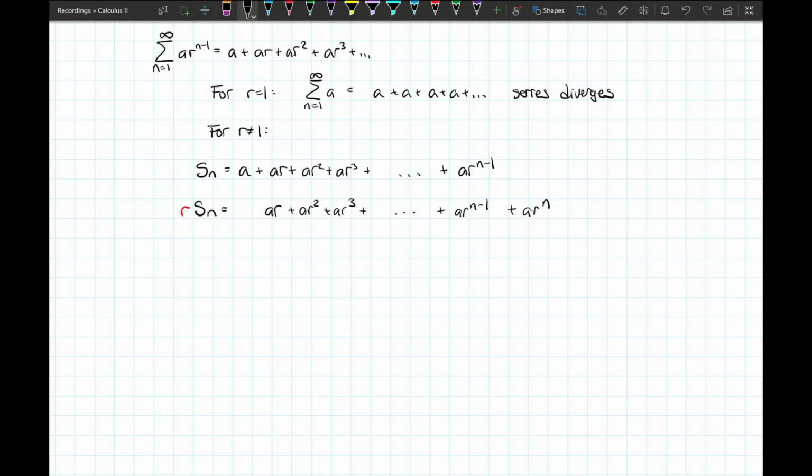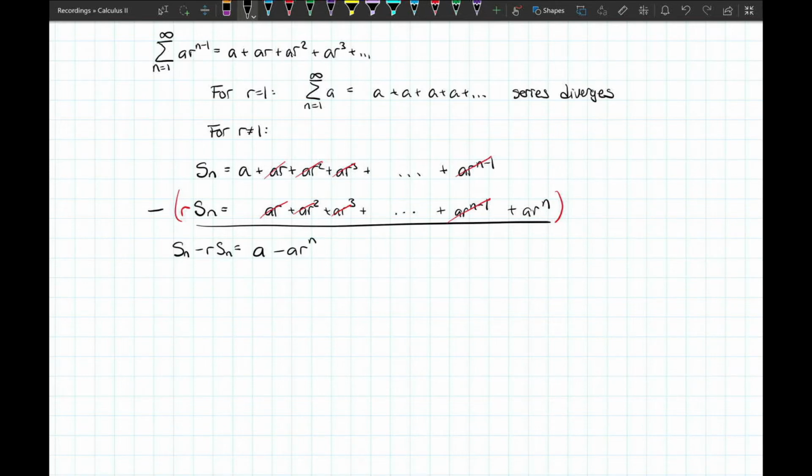Now, the clever trick comes in with subtracting Sn minus r times Sn. The nth partial sum minus r times the nth partial sum allows us to cancel out most of the terms of the partial sums. Ar minus ar squared minus ar squared, and you can see all of these terms cancel all the way up to ar to the n minus 1 minus ar to the n minus 1. Let's not forget that we are subtracting every one of these terms, so that's going to cause a lot of terms to cancel, but not everything. We have a minus ar to the n.